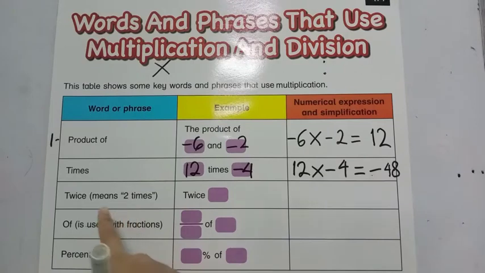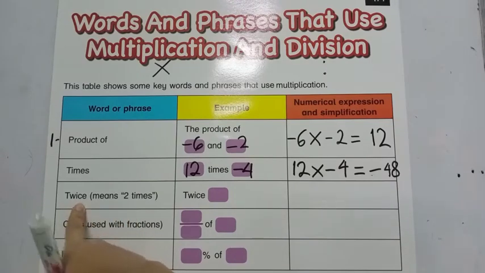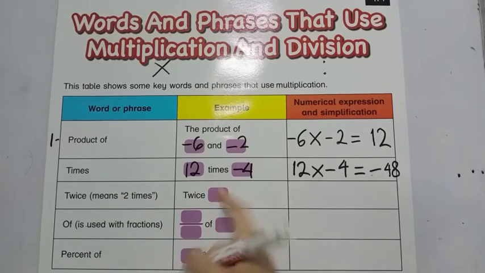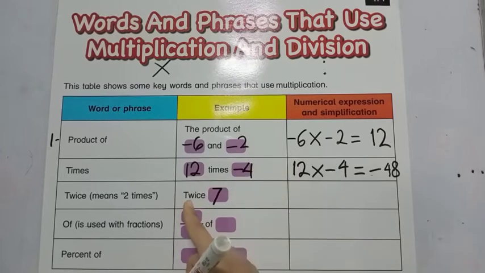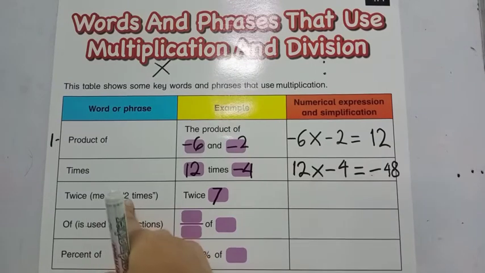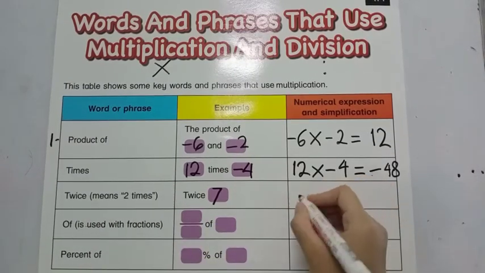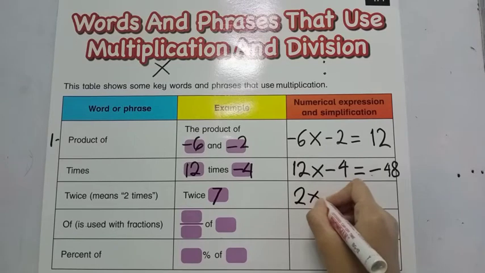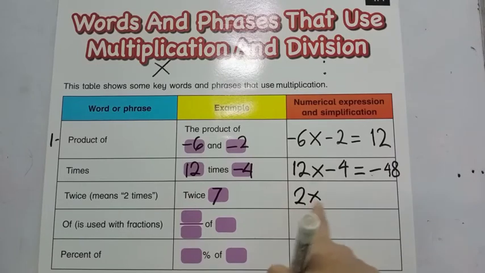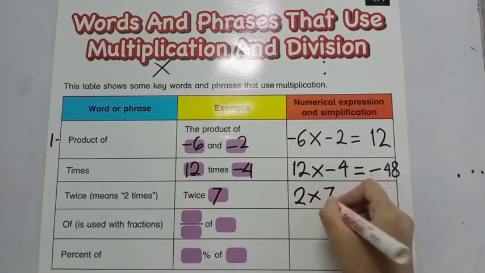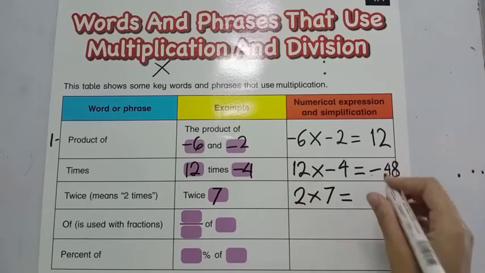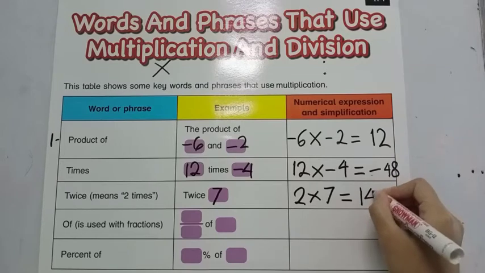The third phrase, twice. When you meet twice, it means 2 times. For example, twice 7. Twice in numerical expression means 2 times. So we can write 2 times 7. Positive times positive equals positive. And the answer is positive 14.